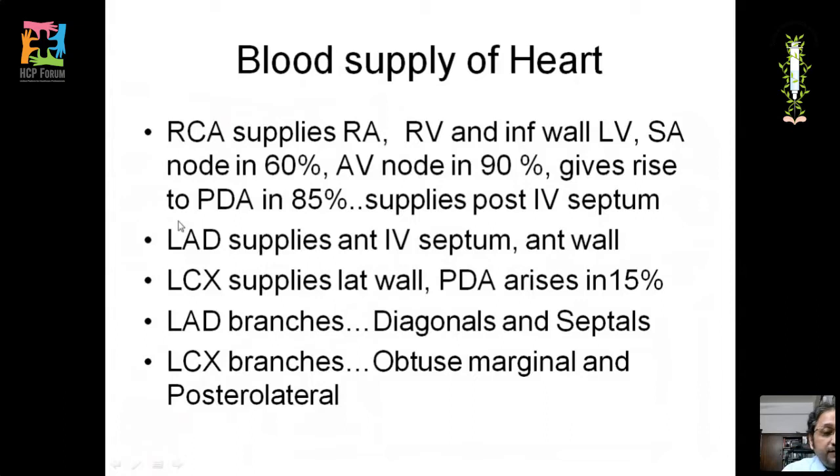Now, the left coronary artery has two branches, the left anterior descending and the left circumflex. The left anterior descending supplies the anterior interventricular septum and the anterior wall, and the circumflex supplies the lateral wall. Now, in cases of left dominant circulation, which occurs in only 15% of cases, the PDA will arise from the circumflex. There is a reason for telling this, you'll come to know. Now, the LAD branches are the diagonals and the septals, and the circumflex branches are the obtuse marginal and posterolateral.